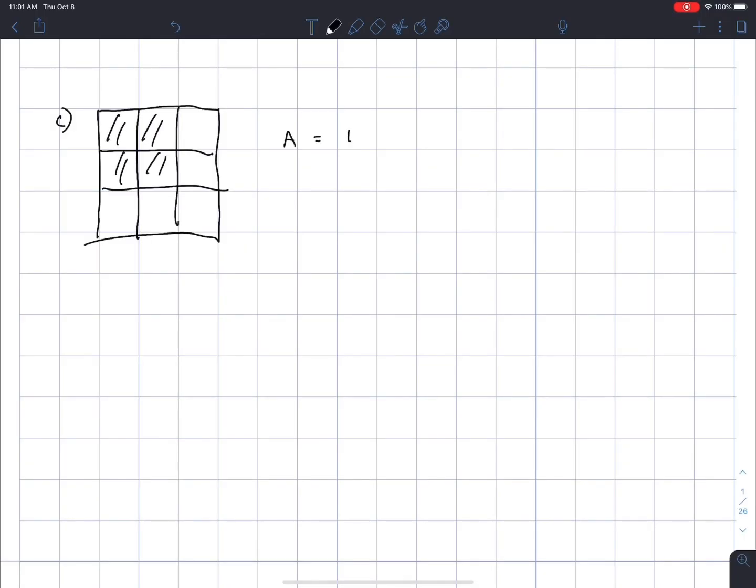Area here will be 1 times 1, which is the area of the entire square, times 4 out of 9 of the little squares being shaded. We should get 1 over 1 times 4 over 9. 1 times 4 is 4, 1 times 9 is 9. So my answer will be 4/9. D.